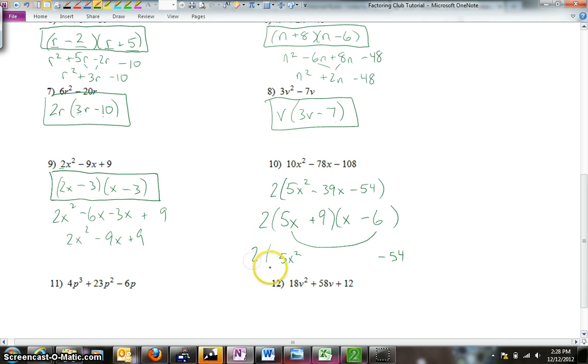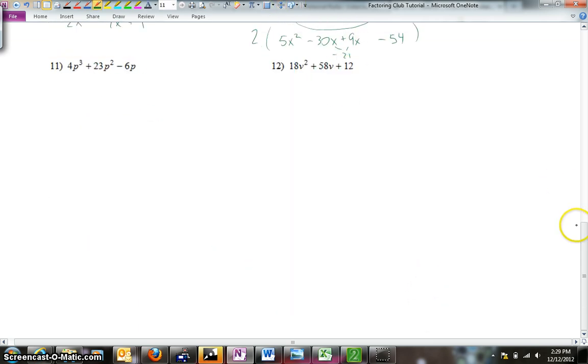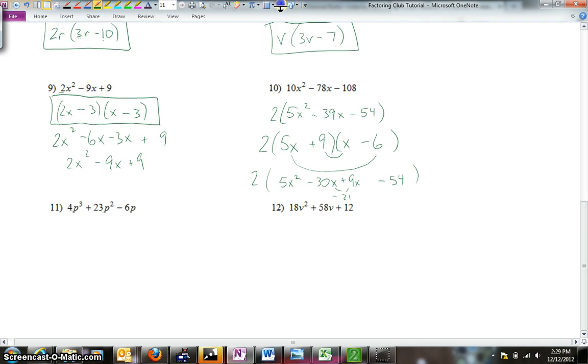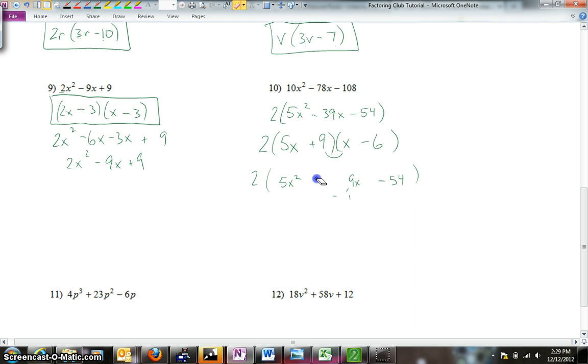I'm going to ignore the 2 for now because it's just sitting out there. My biggest concern is what happens when I multiply the outer and the inner. When I multiply the outer, I get negative 30x. The inner, I get plus 9x, but those combine to be a negative 21x. And that's not what I was looking for. Oops. That's not what I was looking for at all. And so we're going to try something else.